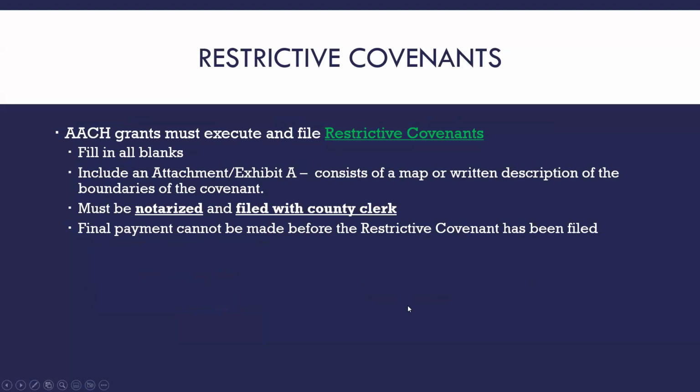So this grant does come with a restrictive covenant requirement. We give you the restrictive covenant. It's not something that you have to come up with on your own. It asks for you to include an attachment, Exhibit A, which is a map or a written description of the property description. It does need to be notarized and filed with the county clerk. And we will not pay out that final payment until we have that filed restrictive covenant in our files.